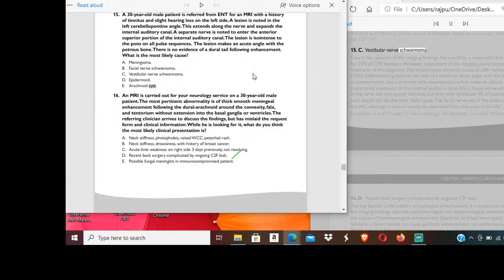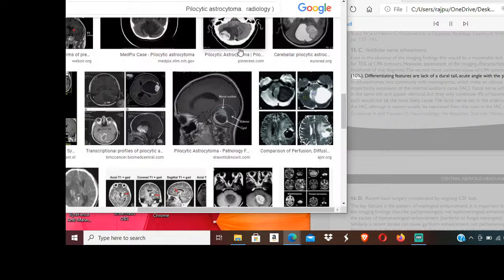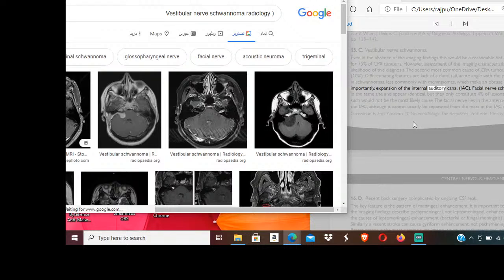15. C. Vestibular nerve schwannoma. Even in the absence of the imaging findings, this would be a reasonable bet as it accounts for 75% of CPA tumors. However, assessment of the imaging characteristics increases the likelihood of this diagnosis. The second most common cause of CPA tumor is meningioma, 10%. Differentiating features are lack of a dural tail, acute angle with the petrous bone, seen in schwannomas, less commonly with meningiomas, which make an obtuse angle, and most importantly, expansion of the internal auditory canal, IAC.